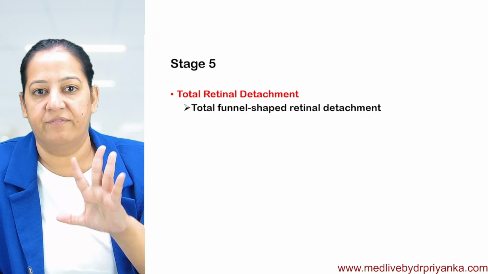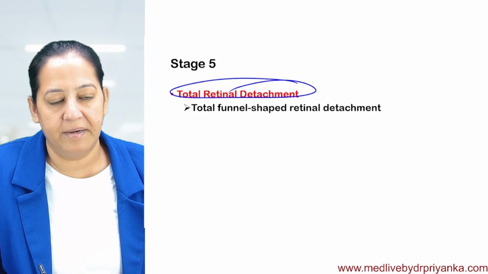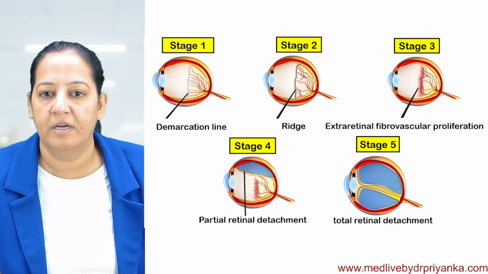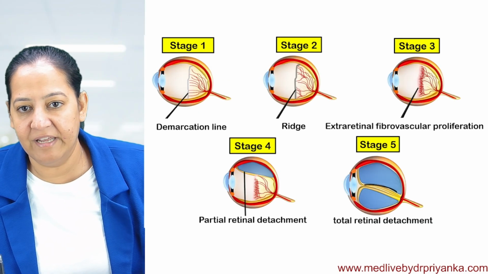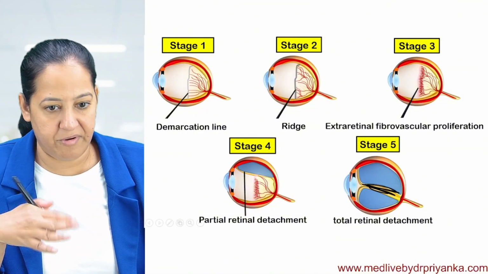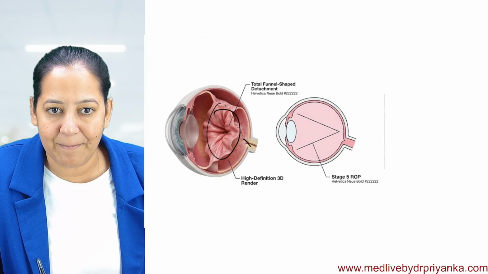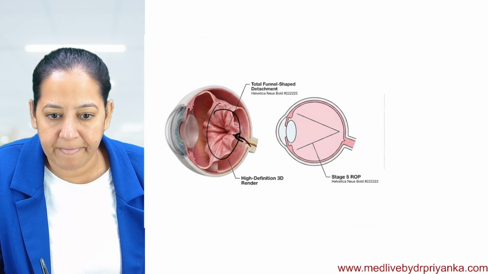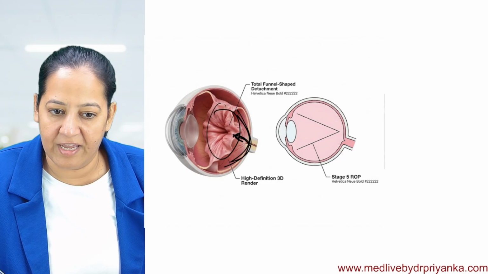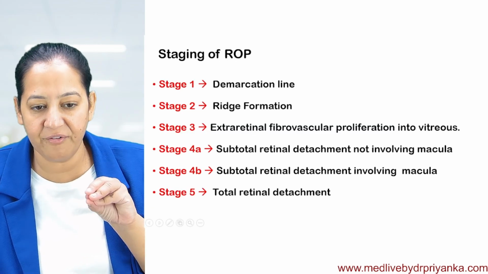And stage number 5 is total retinal detachment. The retina becomes completely funnel shape. You can see the retina becomes completely funnel shape and it is total retinal detachment. Stage number 5. You can see this is retina. Can you see? It is separated completely from the underlying choroid. This is total retinal detachment. So there are 5 stages.